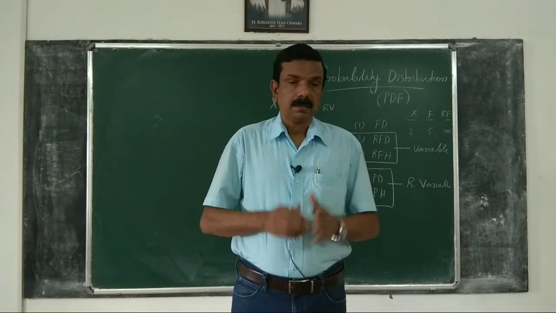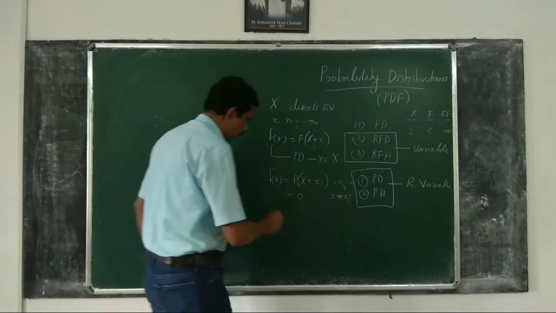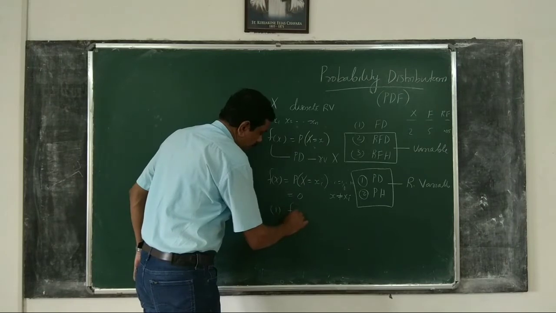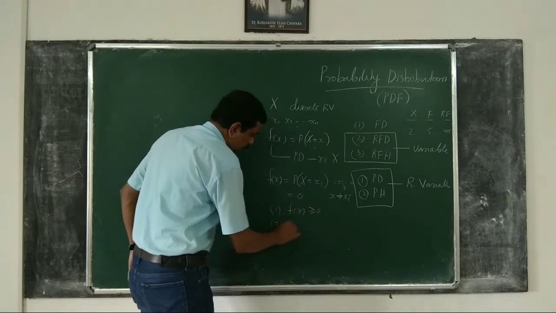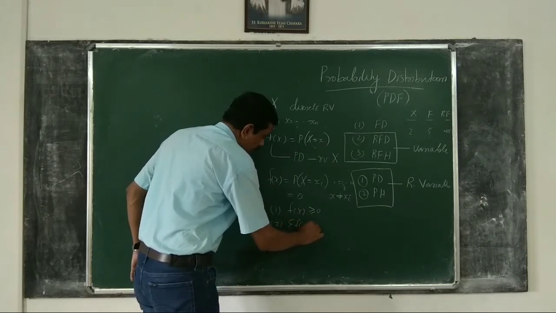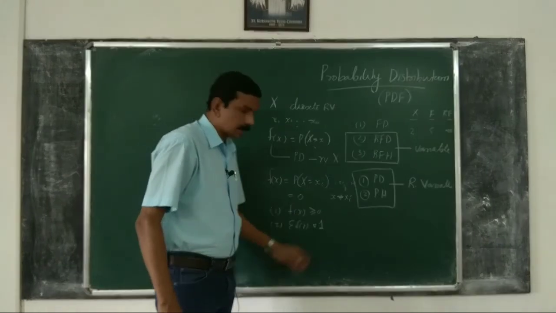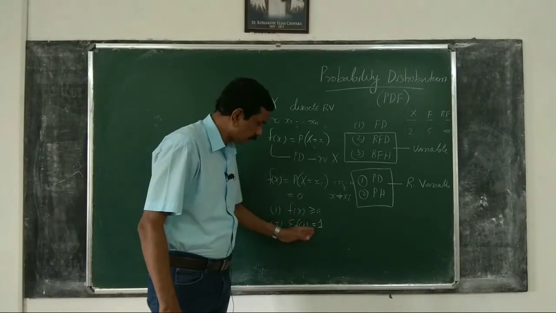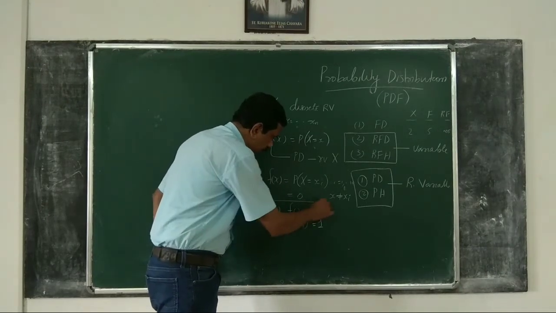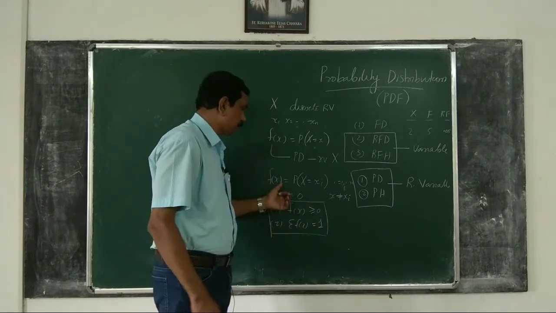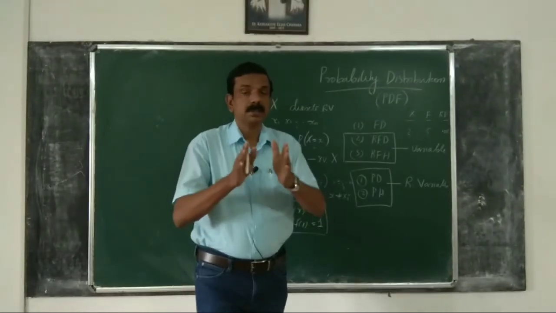Now, the function f(x) can serve as the probability distribution if two conditions are satisfied. First, f(x) is greater than or equal to 0. Second, the sum of f(x) is equal to 1. These are the two conditions to be satisfied for f(x) to be the probability distribution function of the discrete random variable X.